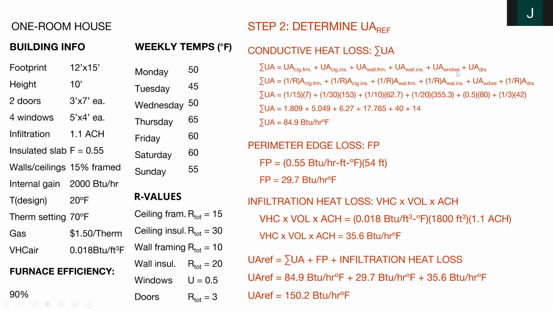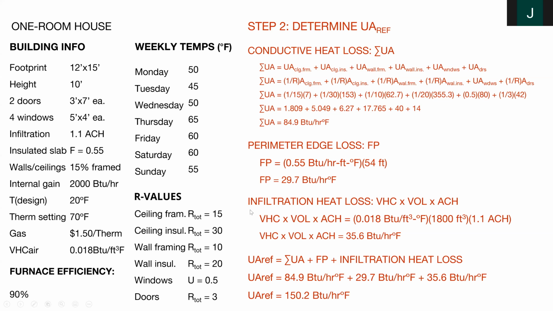I think we're given the U value for the windows, so we can just plug right in for the U value. And that sums up to 84.9 BTU per hour degree Fahrenheit. Then moving on to the perimeter edge loss, we know that our F factor is 0.55 BTU per hour foot degree Fahrenheit multiplied by 54 feet. Multiplying the perimeter of 54 feet by the F factor, we get 29.7 BTU per hour degree Fahrenheit, the same units as this sum of UAs up here.